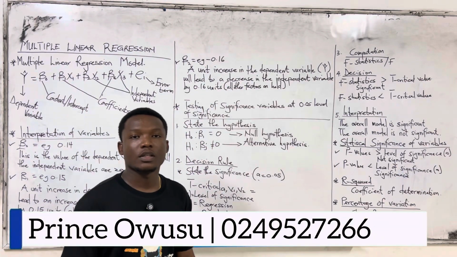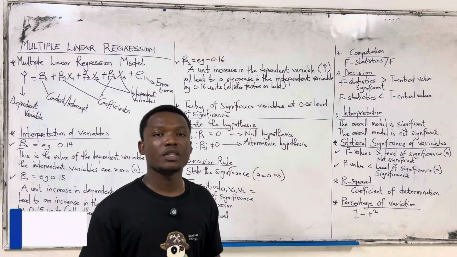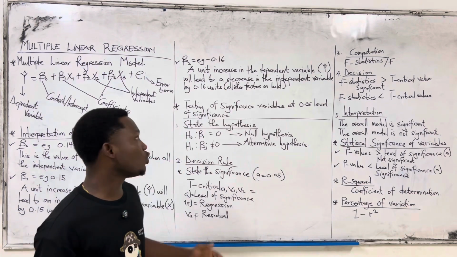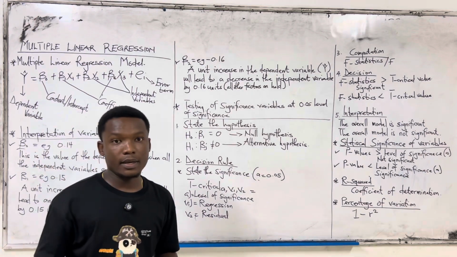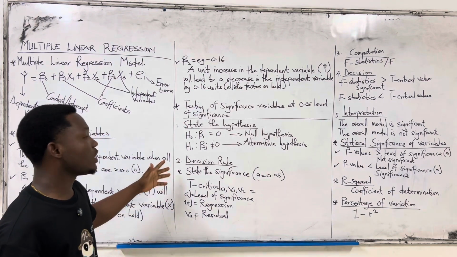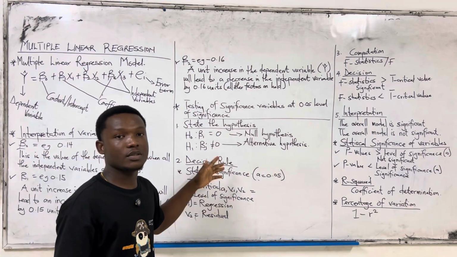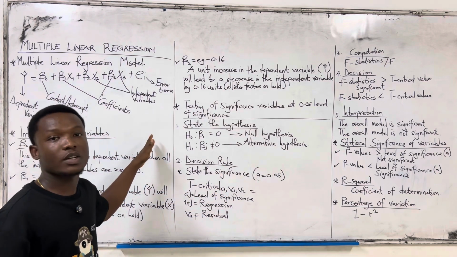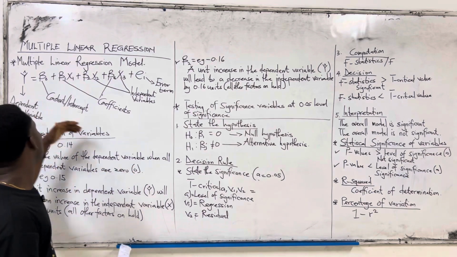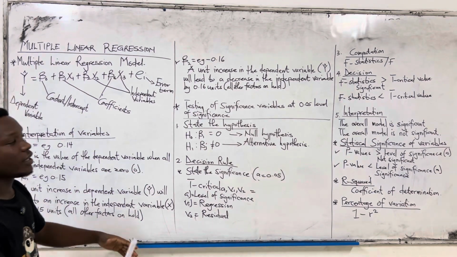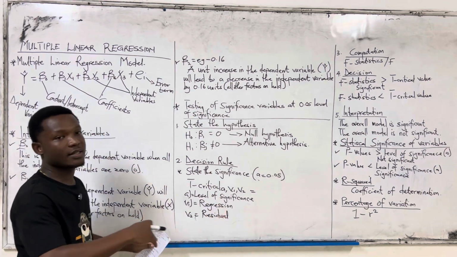My name is Prince Owusu, a level 200 business admin student, and I'm here to take you through multiple linear regression. So at the end, you get to know how to solve it to get your 20 marks, which is just simple. You don't need to stress yourself about the other questions too. With multiple linear regression, you will go through all these steps and then you get your 20 marks, and it's just simple.